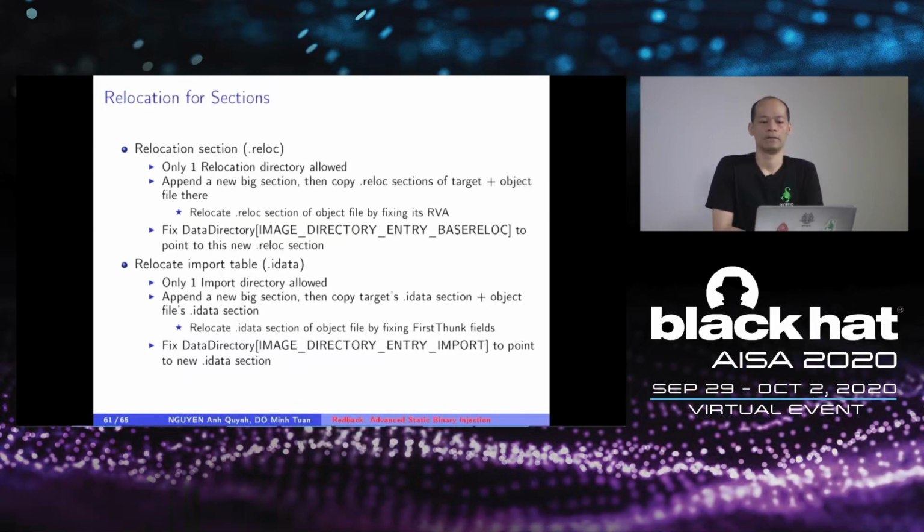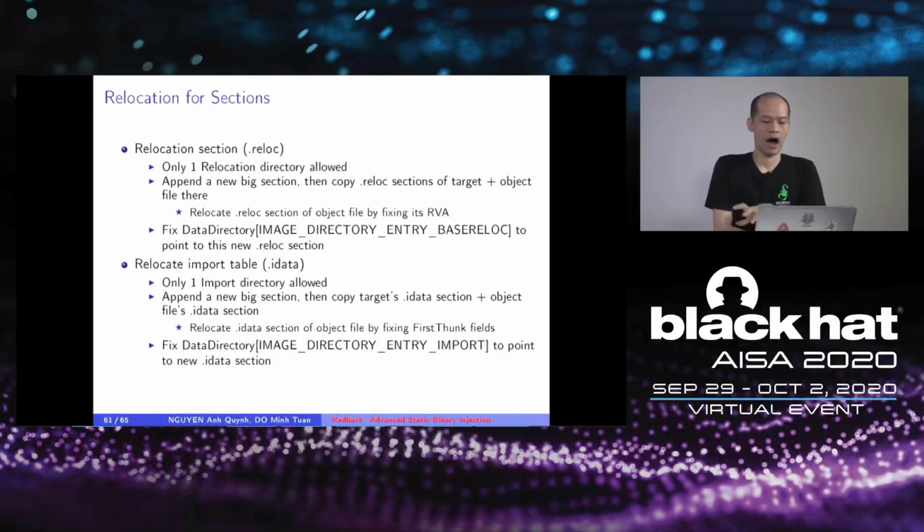Each EXE file has one relocation section named .reloc. And the object files, DLLs, also have their own .reloc sections. However, as the output program, Windows only recognizes one relocation section. So we have to do some tricks here.